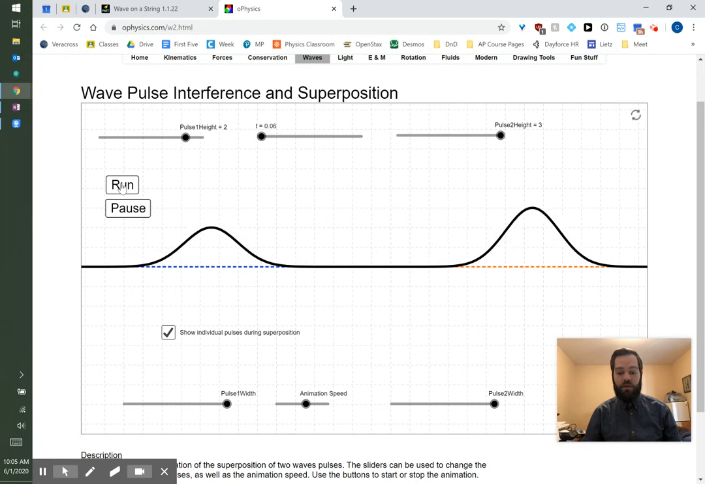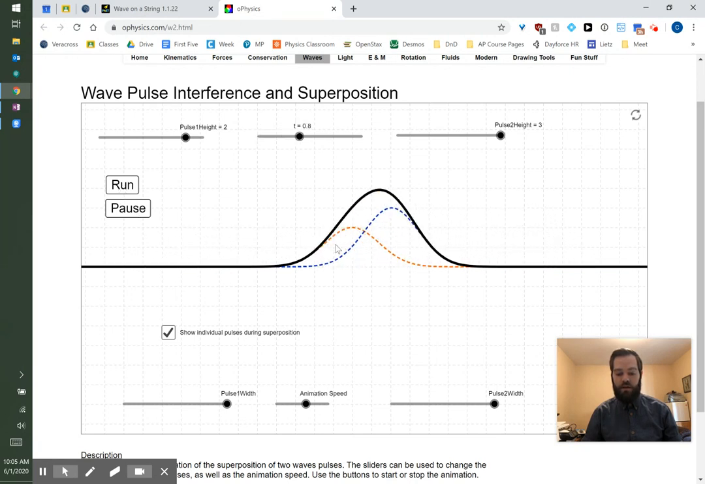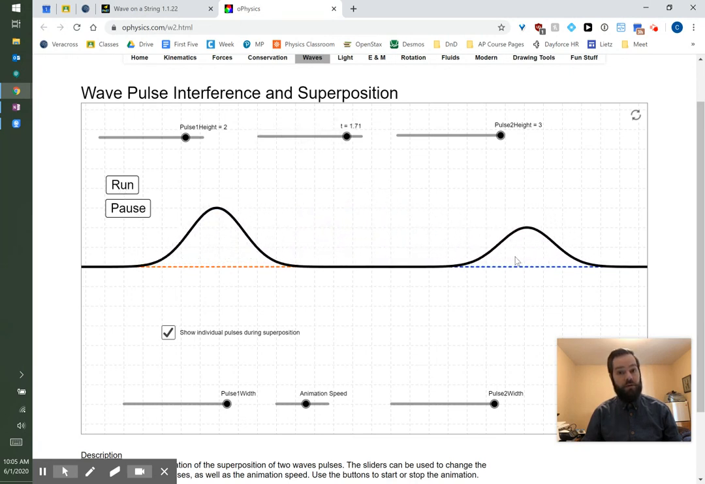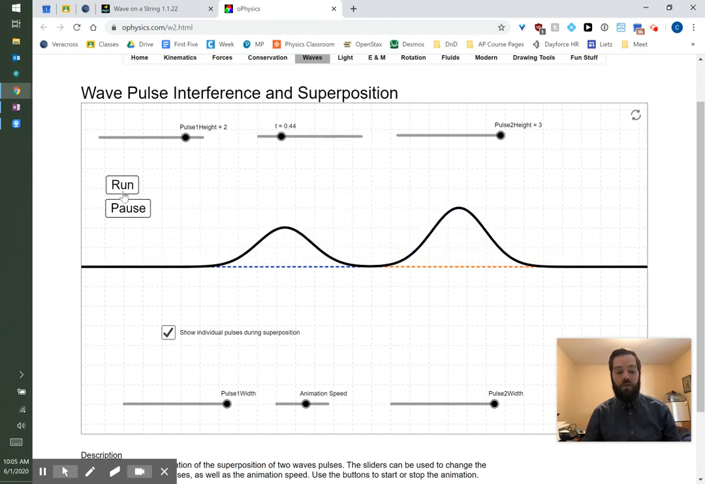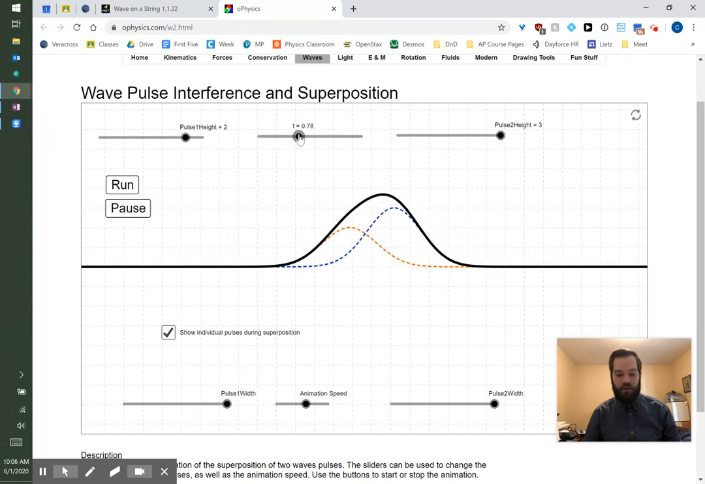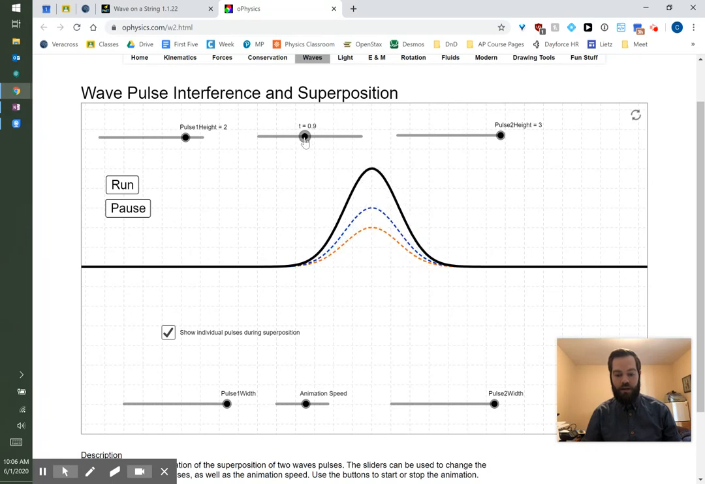The other thing that we notice is that the waves travel through each other. They don't bounce off each other, they travel through each other. And the last thing that we can notice is when they stack up, I'll pause this at just the right moment. I'll just scrub ahead a little bit. When they are totally overlapped, the height of the superimposed wave, the two waves combined, is equal to the sum of the heights of the individual waves. This one has a height of 2, this one has a height of 3. The total wave height is 5.